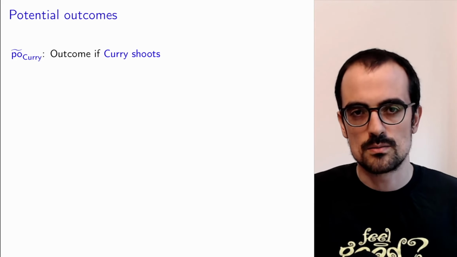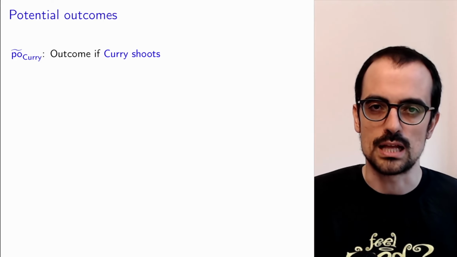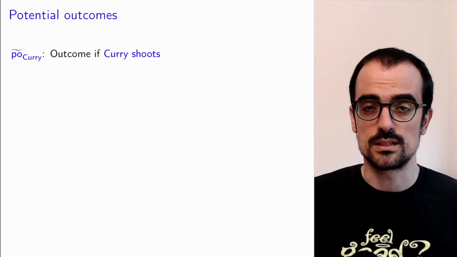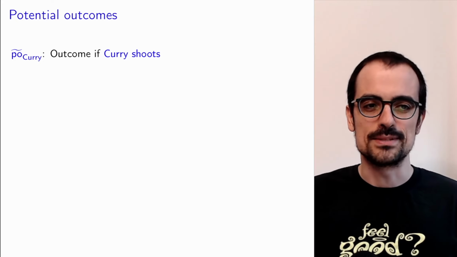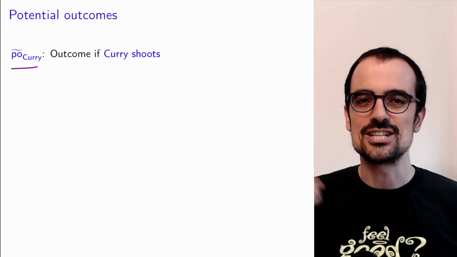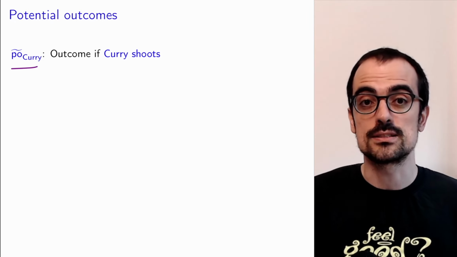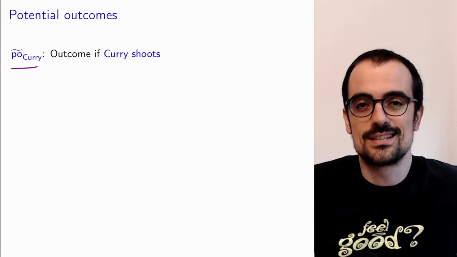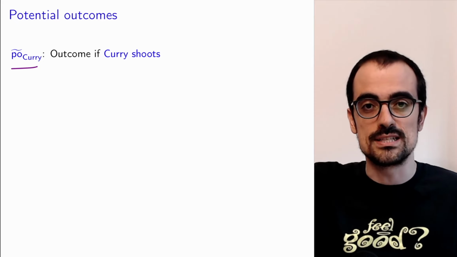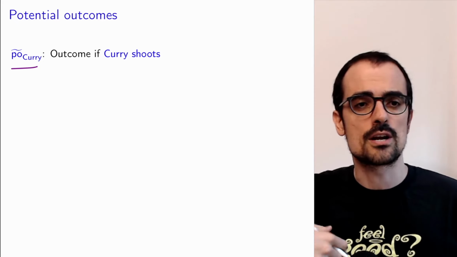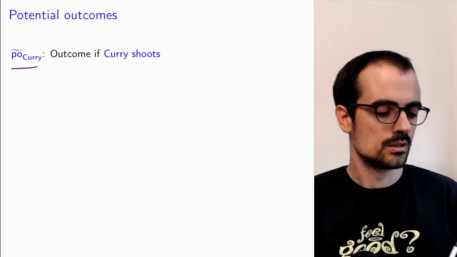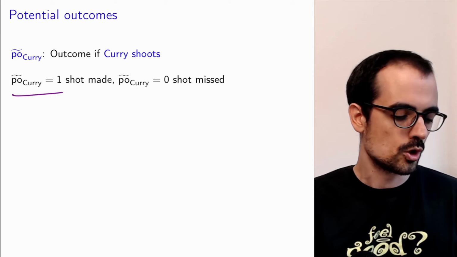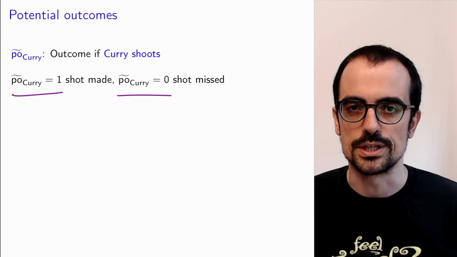In order to make things precise, we're going to define the potential outcomes associated to this causal inference problem. Remember, and there's a video about this in case you want to refresh your memory, the potential outcome associated to Curry essentially captures a hypothetical scenario where Curry was shooting every possible shot. Of course, we're never going to be able to observe this because he shoots only some of them, but we're going to imagine, what if Curry shot every possible shot? What would be the probability that he makes the shot? In that case, the potential outcome is equal to 1, or he misses it, the potential outcome is equal to 0.